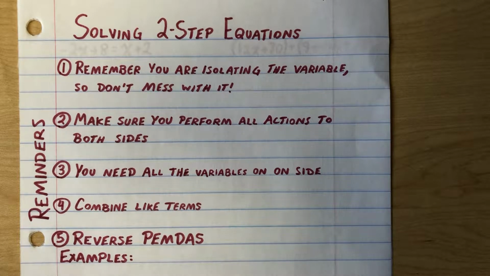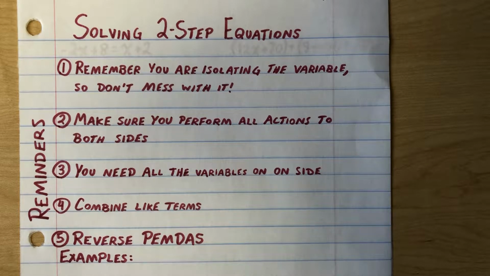So first and foremost, remember that you are isolating the variable, so don't mess with the variable. Don't add the variable, subtract the variable, divide the variable, multiply the variable. Don't do any of that stuff. Just leave the variable alone, all right? Now there is one exception to this that I'll get to later, but after you have it in a form that you need it in, and I'll tell you what that is in a second, just don't mess with it. Don't add, subtract, multiply, divide the variable, all right?